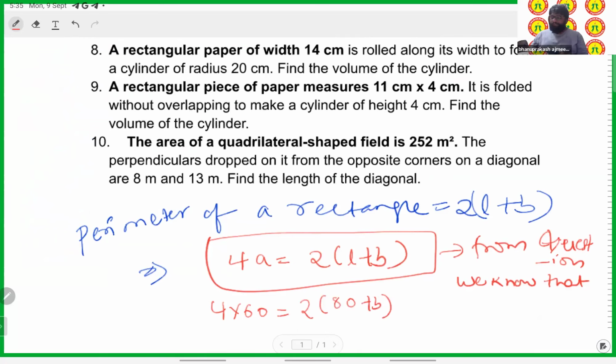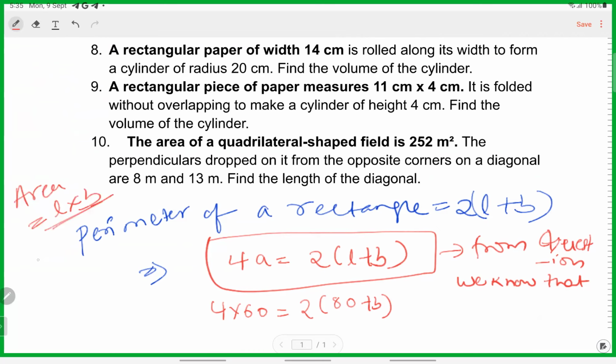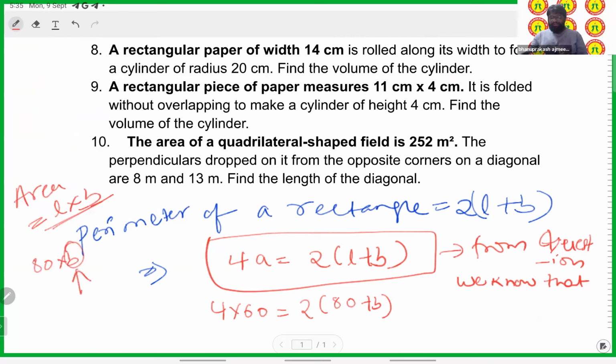So how we will find out area of the rectangle? What is area of the rectangle? Area of rectangle is nothing but length into breadth. Yes or not? Yes, sir. So length is given as 80. Breadth, if we get the breadth, then only we will find out what is area. Yes or not?